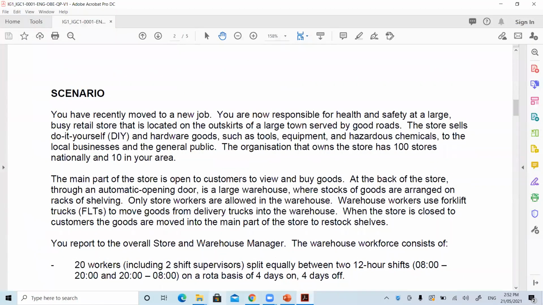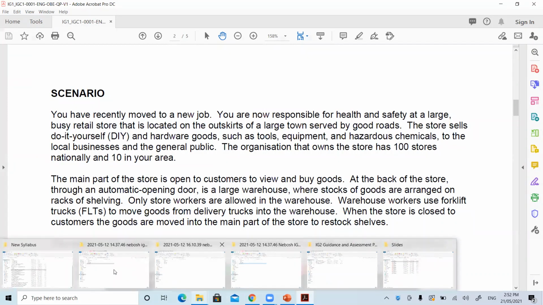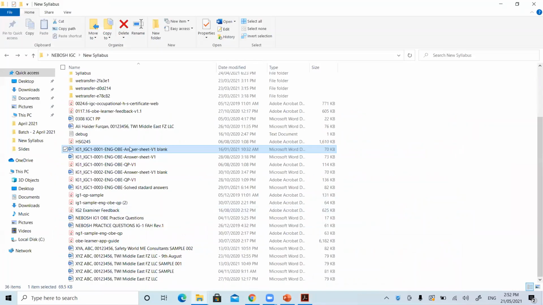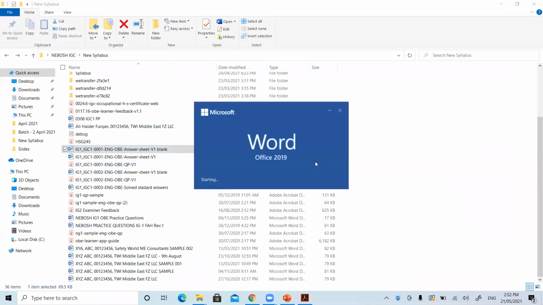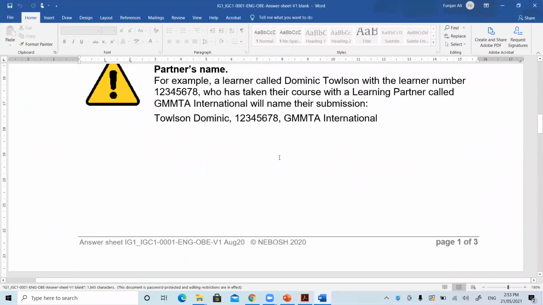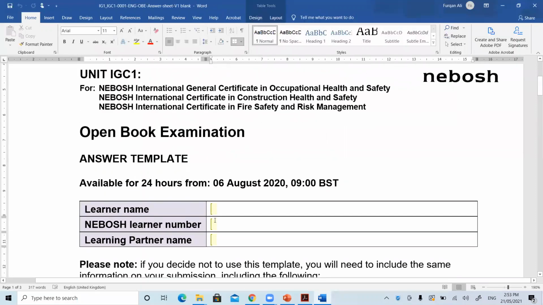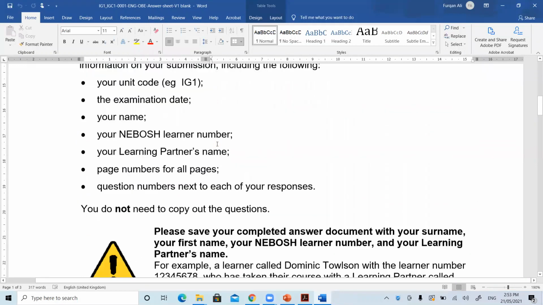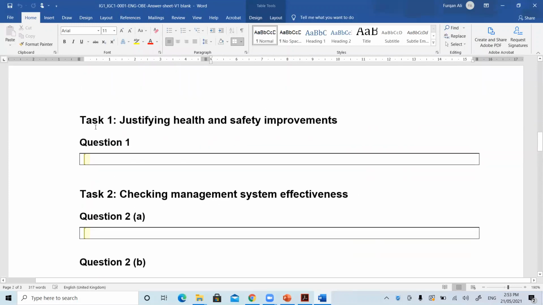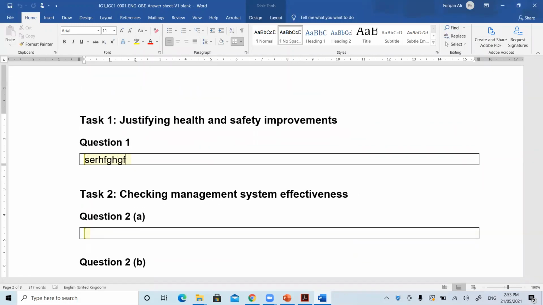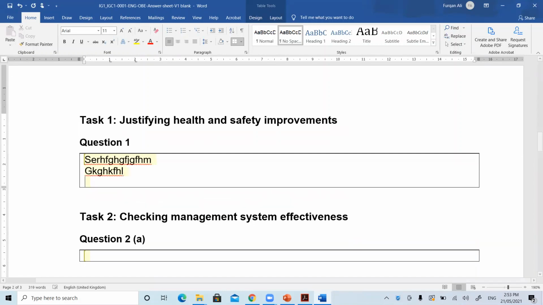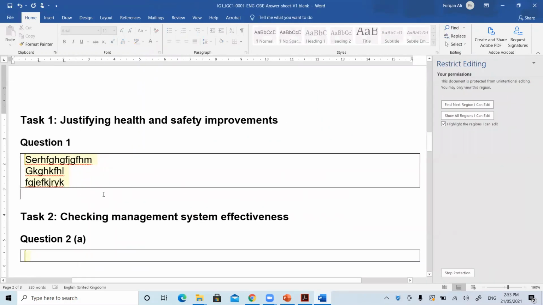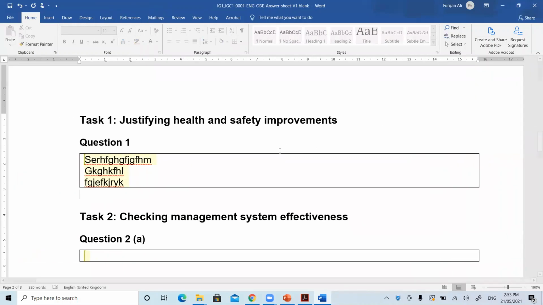Now we are clear with the renaming of the files. Let me just get back to the answer sheet. So you put in your learner name, Furkan Ali Haider or ABC XYZ, then your learner number, then your learning partner name. Now here, you will have to type your answers in this table. Don't write outside. In fact, it will not allow you to write outside.